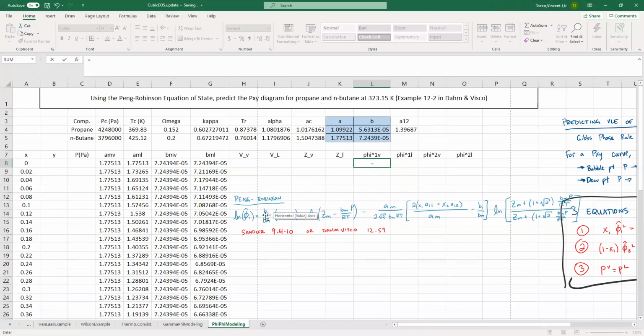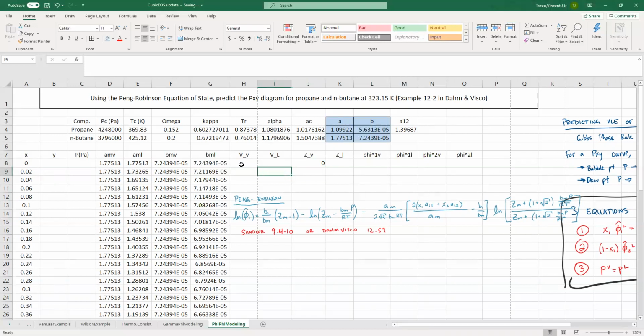Anyway, back to Phi 1 vapor. That's the one I want to do first. I'm getting confused. I got sidetracked there. I want to calculate Z first such that I can just plug in Z whenever I need to. So Z is pressure times molar volume divided by R, 8.314 times T, 323.15 Kelvin.